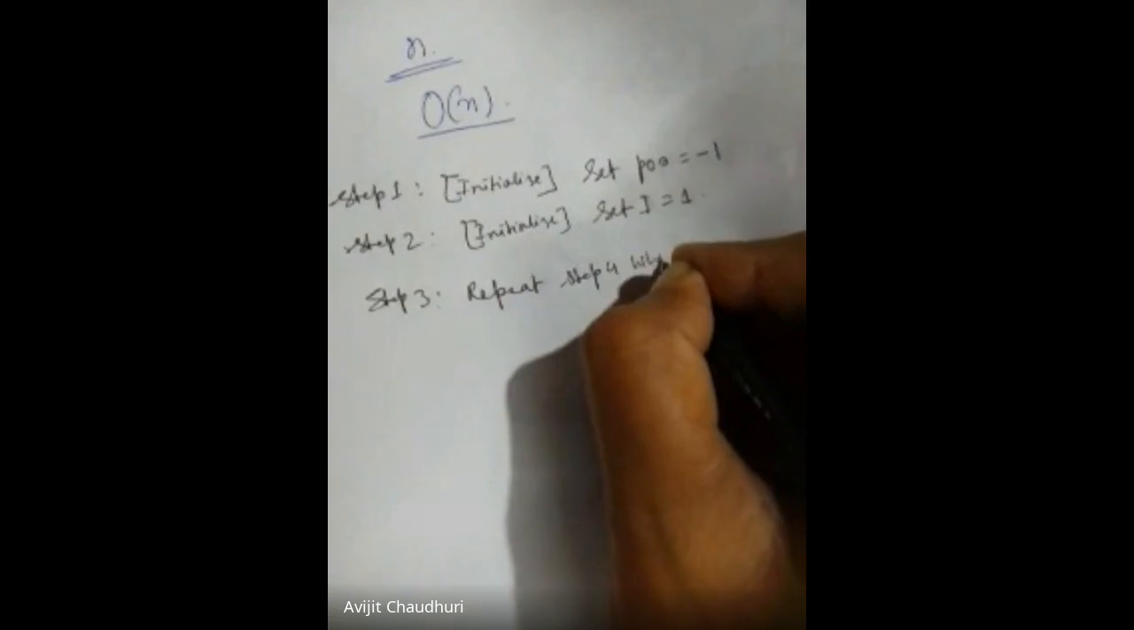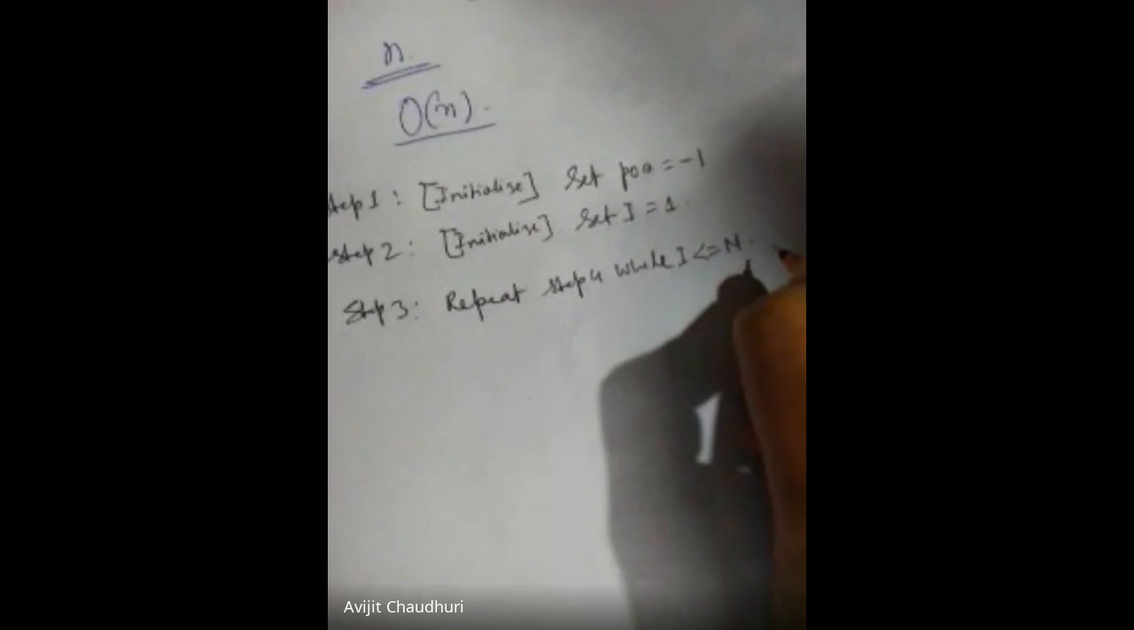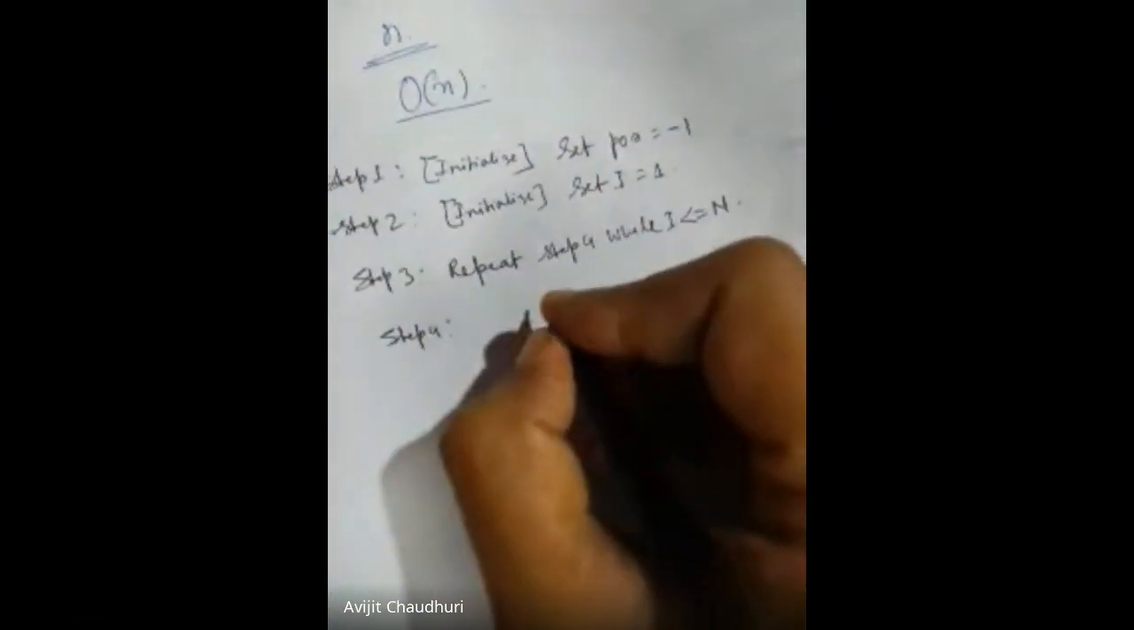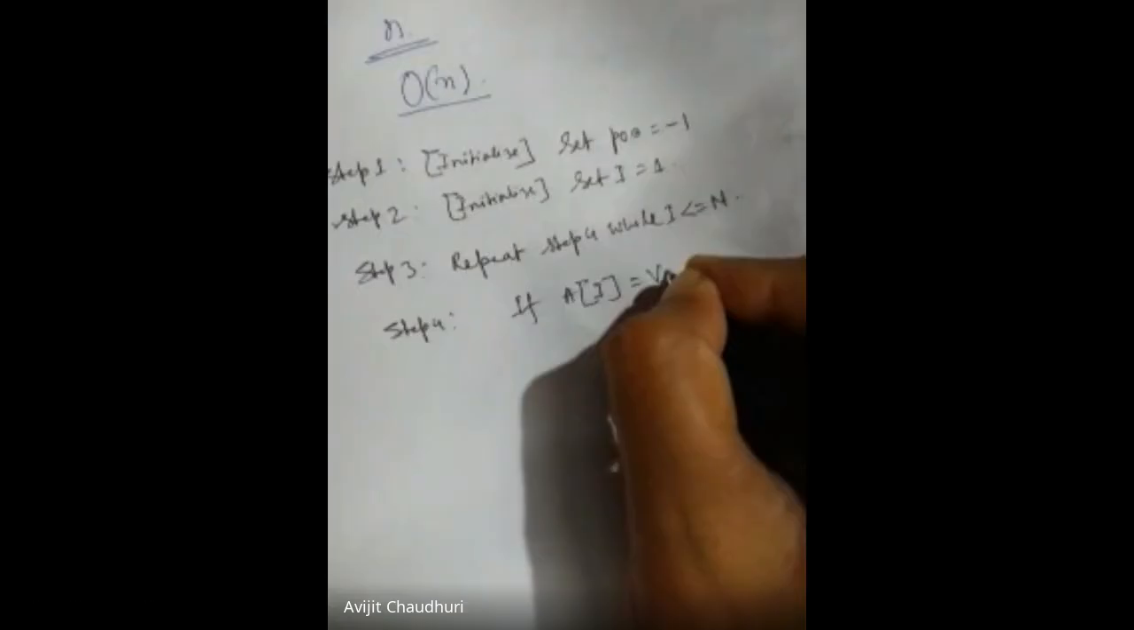Repeat step 4 while I is less than or equal to n. That means I am continuing up to the last element. Step 4: if a of I is equal to value, that means we got that value.